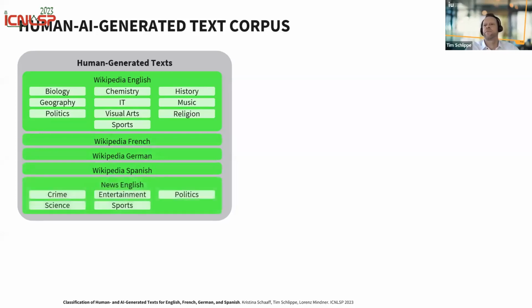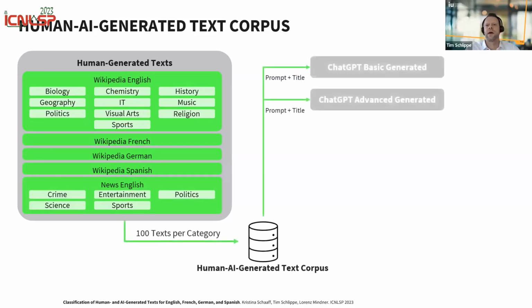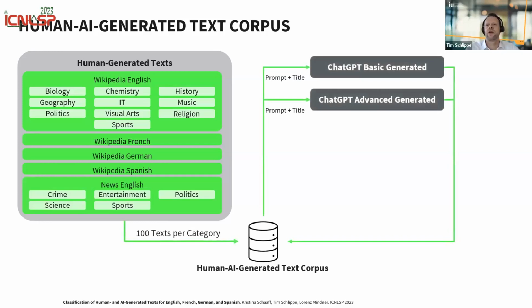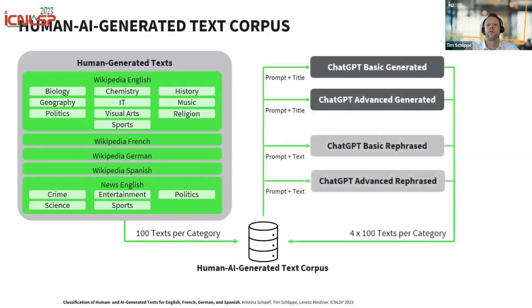Additionally, we enriched the corpus with news articles from well-known newspapers covering areas like crime, entertainment, politics, science, and sports. The corresponding AI-generated texts were produced in 4 ways: basic generated, advanced generated, but also basic rephrased and advanced rephrased, because you can use AI to rephrase text as well.